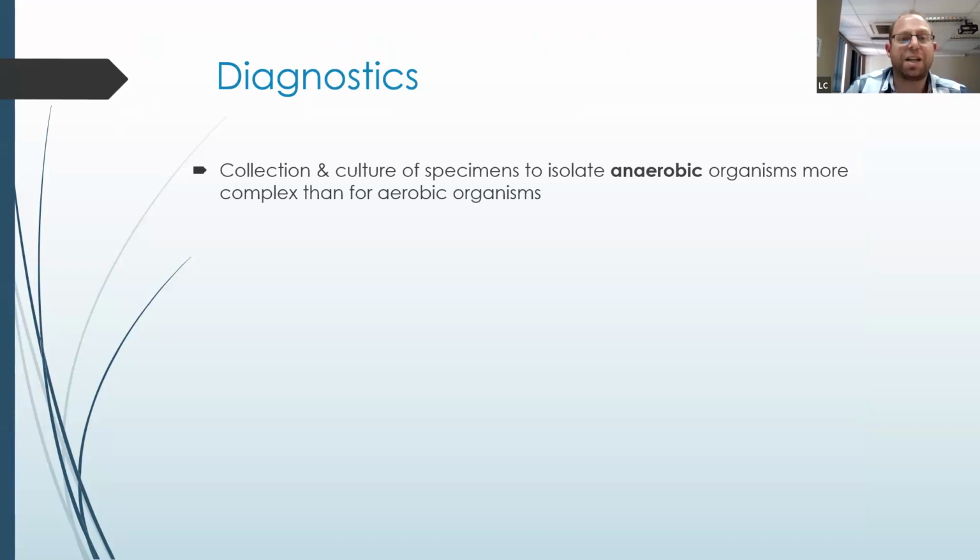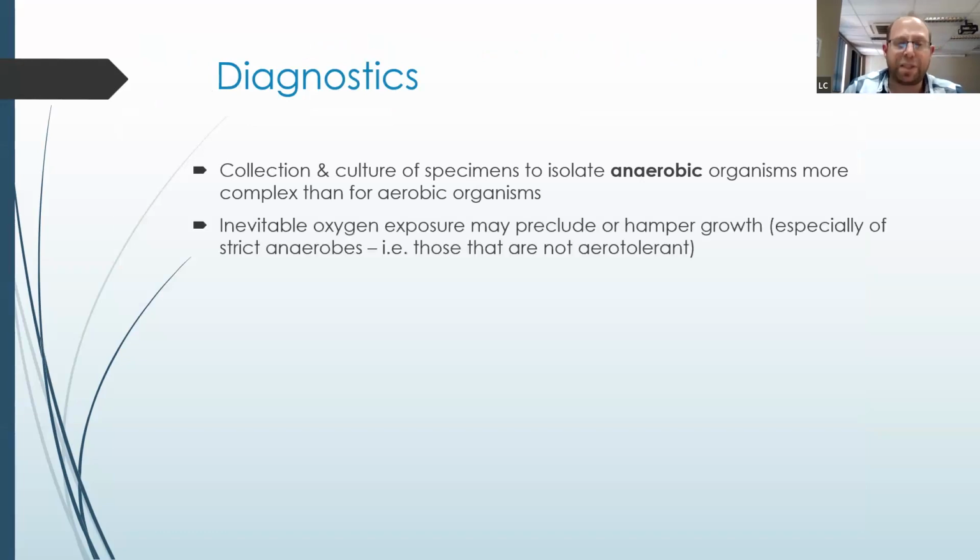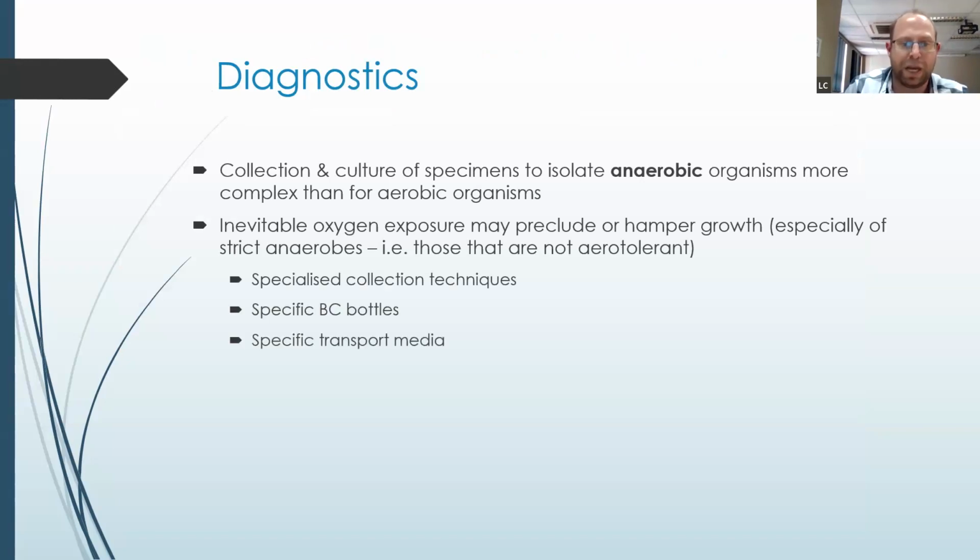So firstly, collection and culture of specimens to isolate anaerobic organisms is much more complex than for aerobic organisms. Inevitably, or almost inevitably, there's some oxygen exposure in the process of trying to obtain a specimen, and this can preclude or hamper growth, especially if you have stricter anaerobes, those that are not aerotolerant. So specialized collection techniques are recommended. Certainly use specific anaerobic blood culture bottles. Specific transport media are suggested.